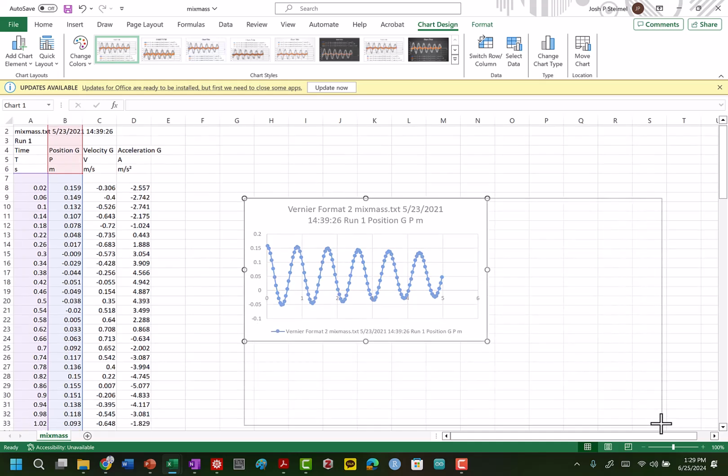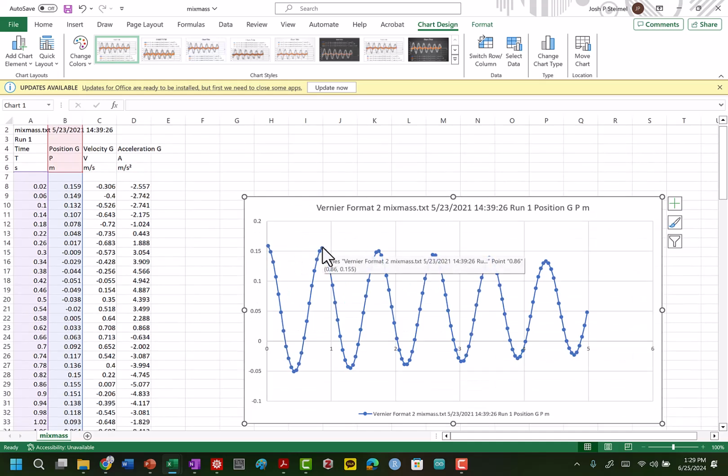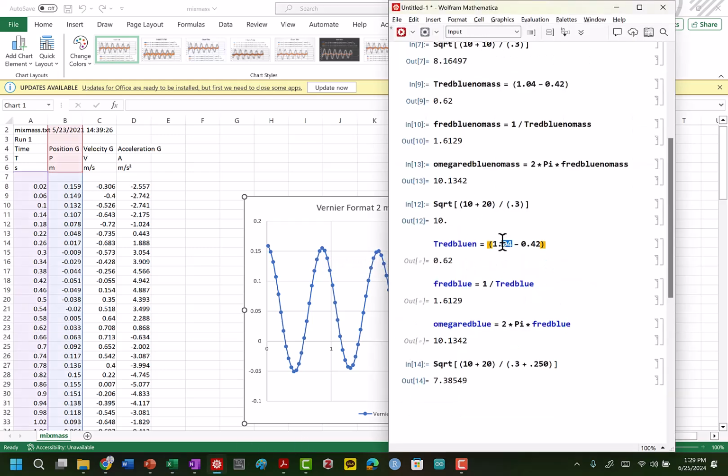Let's zoom it up. So now let's go to 0.86 and 1.74. Here we go. Red, blue. And again, right on the money.